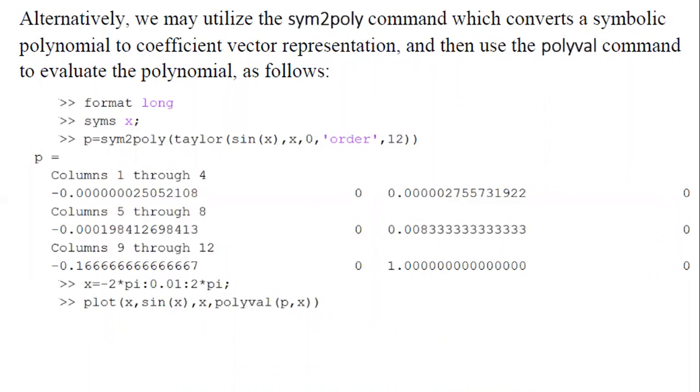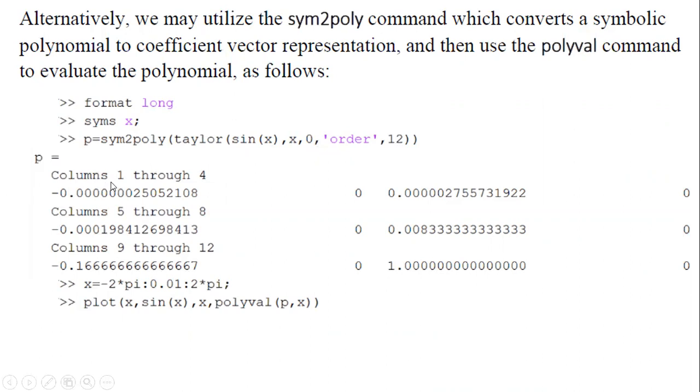Alternatively, we can utilize the sym2poly command, which converts the symbolic polynomial to coefficient vector representation. Then we can use the polyval command to evaluate the polynomial as follows. So you can change our format as long. So format long. Then again, define our x as symbolic. So temporarily, we can store the output of sym2poly as vector p. So p is sym2poly Taylor of the sine x. So x, the constant value here, or a value is 0, then set the order to 12. So this will give us this result p.